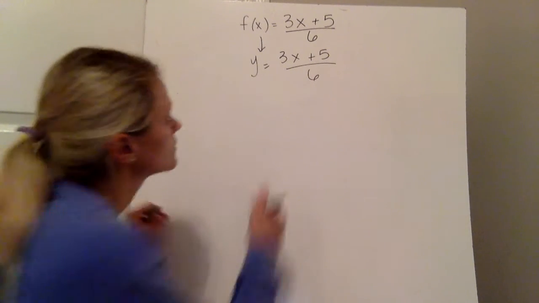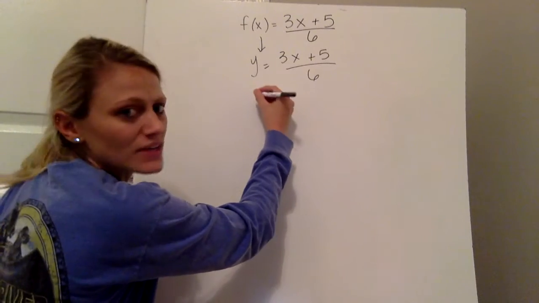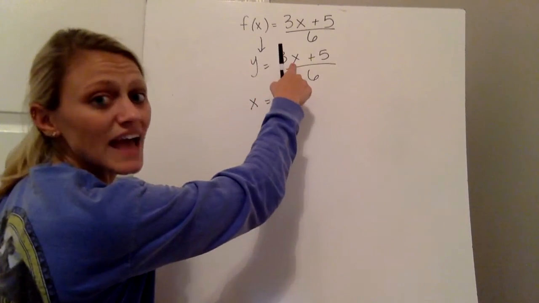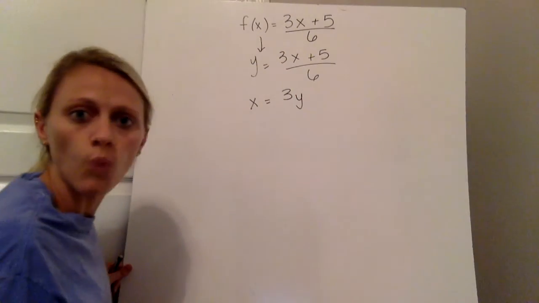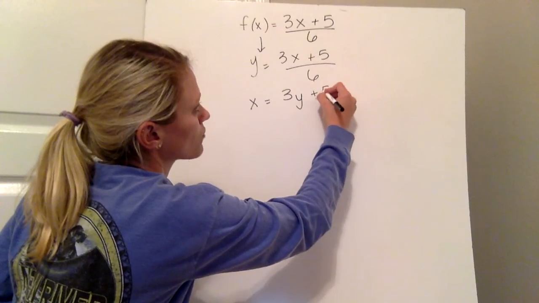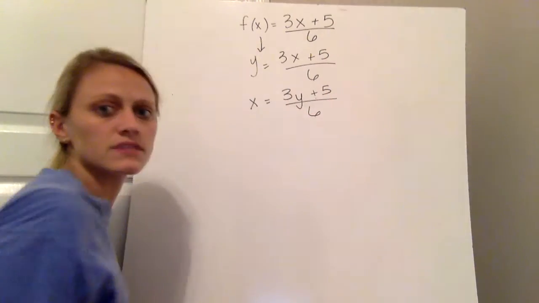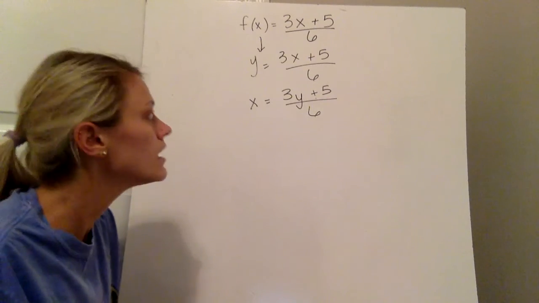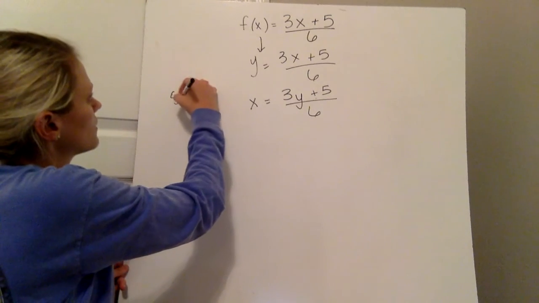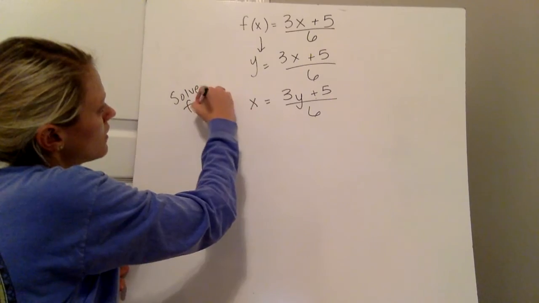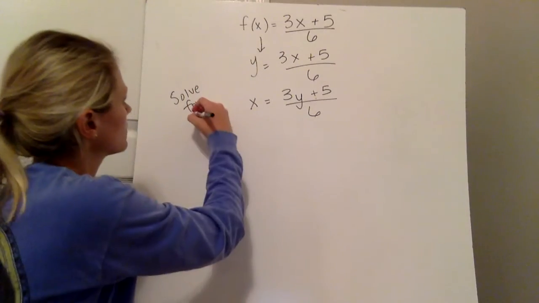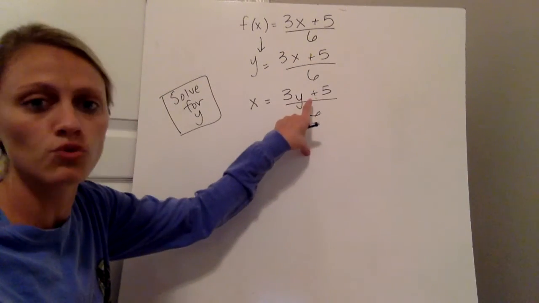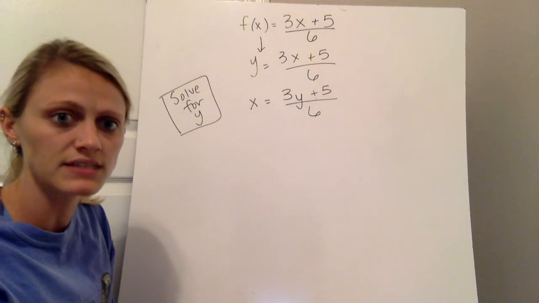That's my next move. Instead of a y, I'm going to have an x. Then over here, instead of an x, I'm going to have a y. So 3y plus 5 divided by 6. Nothing's changed, I've just flip-flopped the x and the y. Now remember, like I mentioned in the last video, once you switch the x and the y, you've got to solve for y. The y has to be by itself.